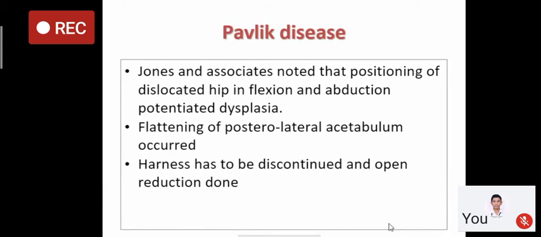This is Pavlik disease, that is flattening of the posterolateral acetabulum, and positioning of the dislocated hip in flexion potentiates the dysplasia, and the harness has to be discontinued.